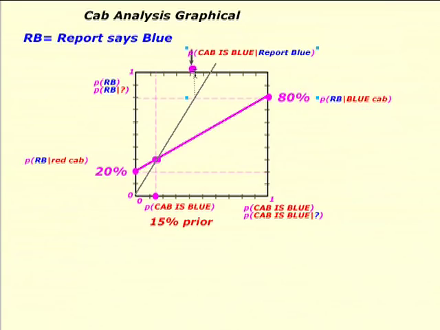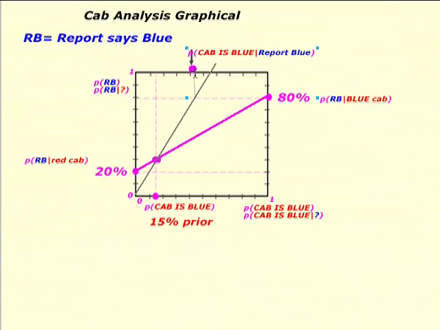Roughly. So you're going to get 17 witness reports out of 85 red cabs that are blue, that are false. And what do you got, 15 red cabs, 15 blue cabs, you're only going to get 80% of those being right, so what's that, about 12? So you're actually going to get more reports that are false than are true. And that's where you get this just a little bit under 50%. Okay, so that's kind of the idea.